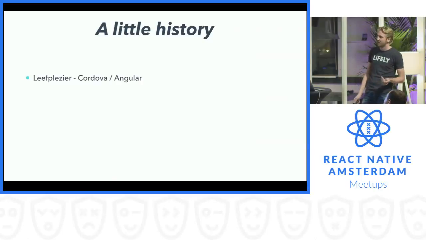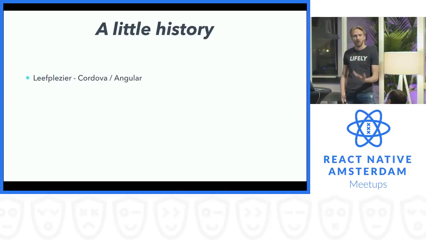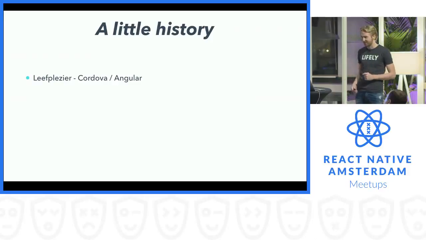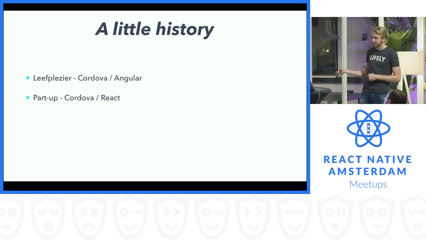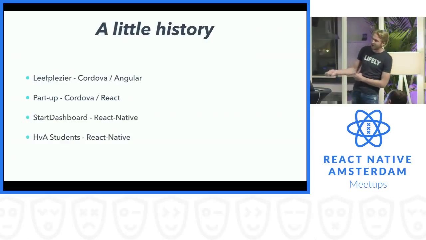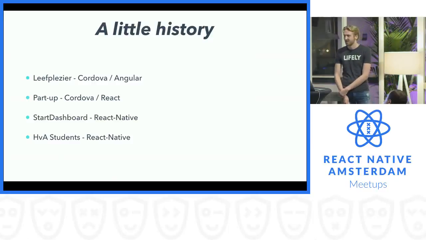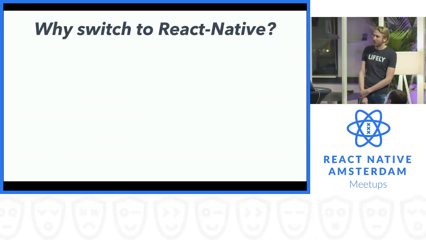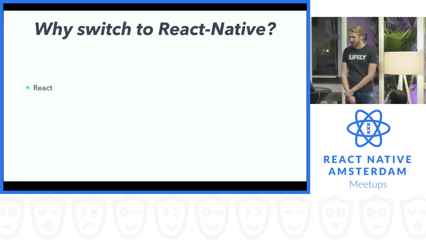We have quite the background in hybrid mobile development. We started our hybrid journey with Leefplezier, which we created in Cordova and Angular. After that, we created the Meetup app, which was also in Cordova, but this time with React. And after that, we switched over to ReactNative for a couple of apps since then. But why did we switch to ReactNative?